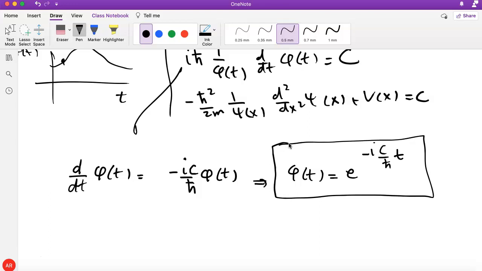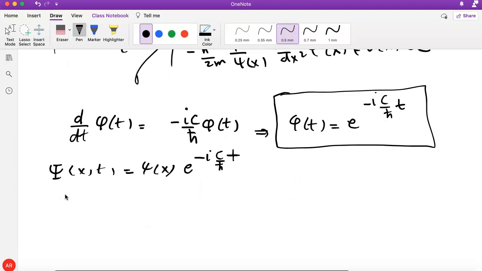Right? So we already see that because we found the solution of this form, the probability distribution is guaranteed to be fixed, because now psi of x and t is some psi of x that we haven't talked about yet, times e to the minus i c over h bar, some number, times t.